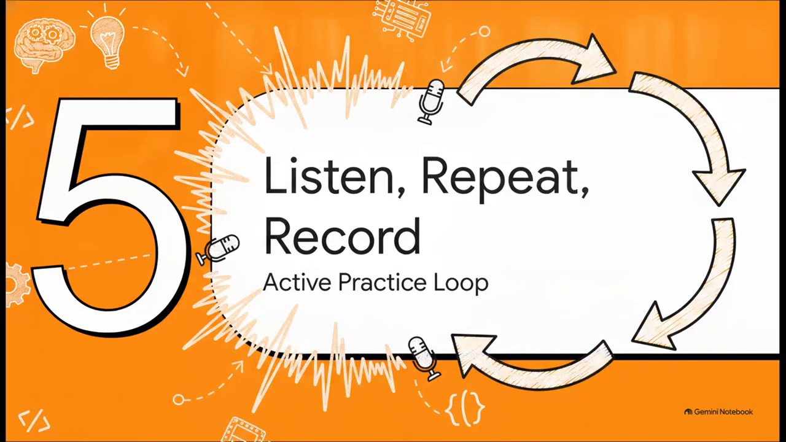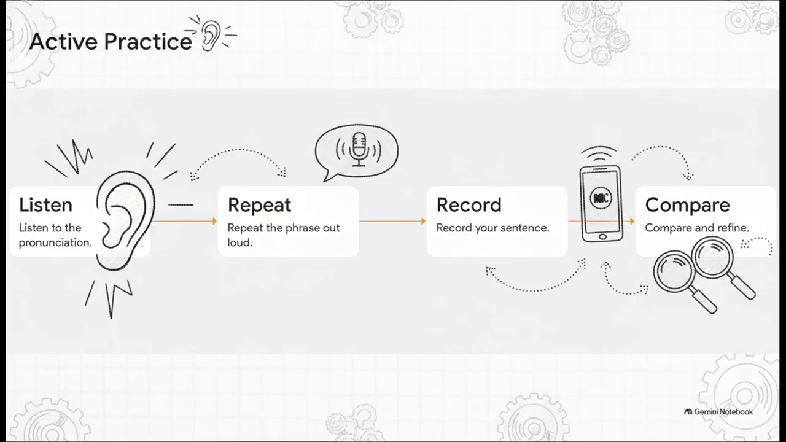Section 5. Listen, repeat, and record. Time to get active. Okay, guys, I want you to shift from just passively listening to actively practicing, kind of like a language lab style. Here is the golden rule. Pehle listen karo, फिर repeat करो और finally record करके compare करो.